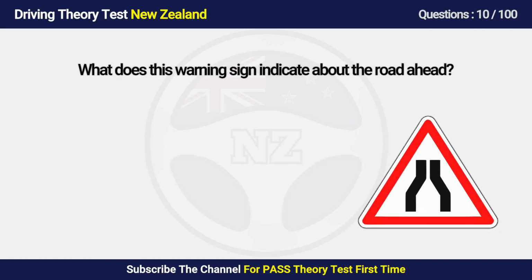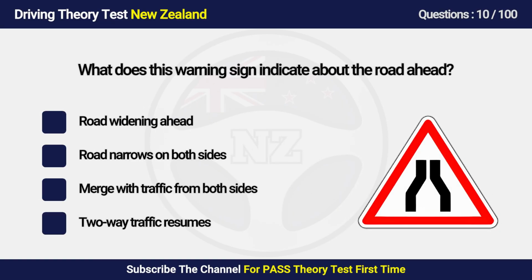Question 10. What does this warning sign indicate about the road ahead? A. Road widening ahead. B. Road narrows on both sides. C. Merge with traffic from both sides. D. Two-way traffic resumes.